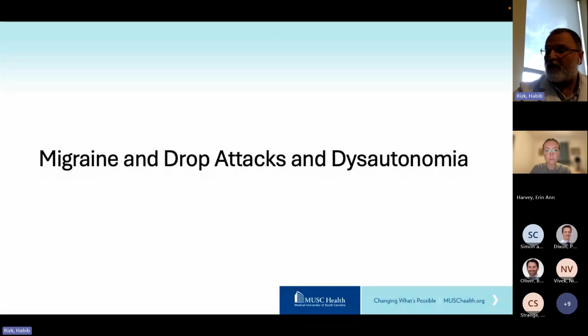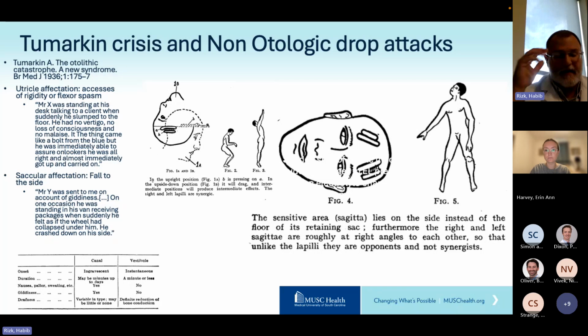So from there, let's talk about drop attacks and dysautonomia. So drop attacks or Tumarkin crisis are a severe manifestation of Meniere's disease related to a sudden fluctuation of pressure around the utricular or saccular membrane. And I always put this slide with the actual clinical vignette description from the original article in 1936, because it's really very accurate. Having witnessed one in one of my patients, that's more than I would care to witness in clinic. It is a very dramatic loss of vestibulospinal reflex and loss of tone of all the truncal muscles, and patients basically collapse to the ground without losing consciousness.